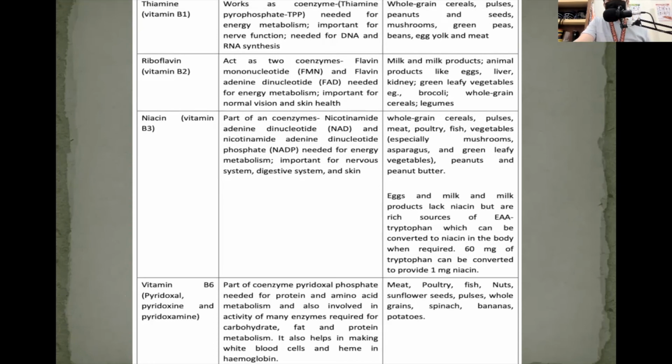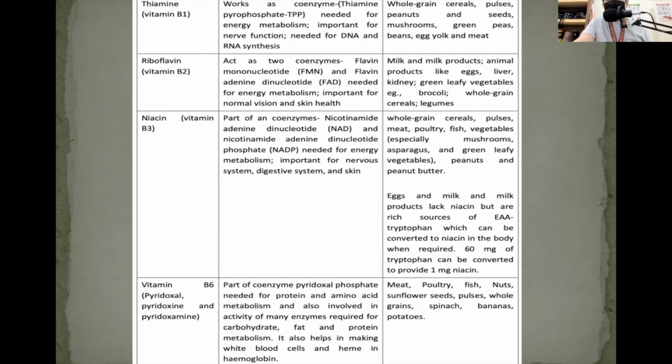Let's talk about vitamin B and C, the water soluble vitamins. B has different variants. We have vitamin B1, which is called thiamine. Thiamine works as a coenzyme needed for energy metabolism, and needed for DNA and RNA synthesis. The sources are grain, cereal, pulses, peanuts, seeds, and mushroom.